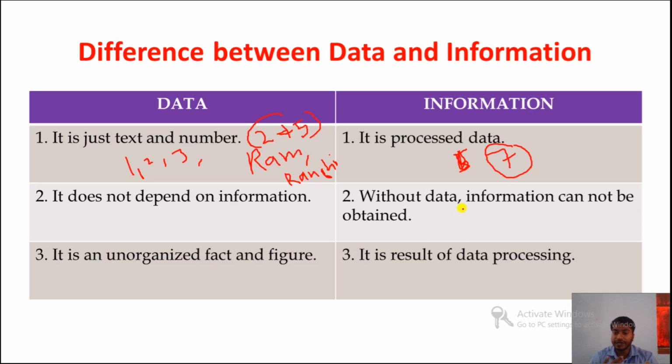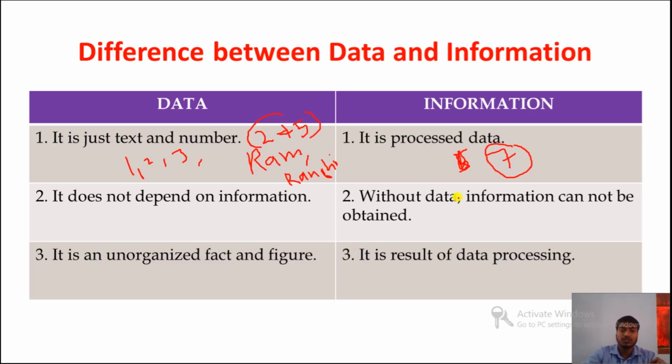For that you need name, area, pin code, post office, police station and all. So post office, police station, name, pin code, these are what? These are data. When we combine them, that will become the complete address, and that address we can say is information of the particular person to whom you want to send the letter.